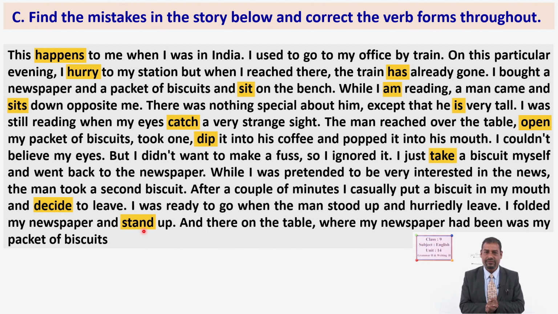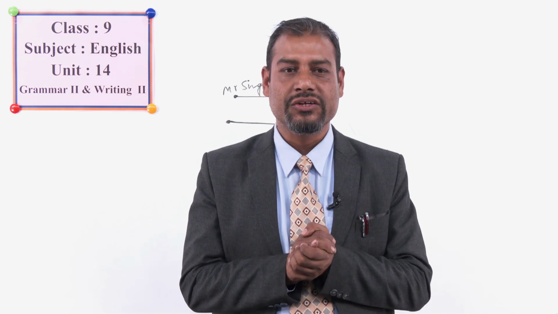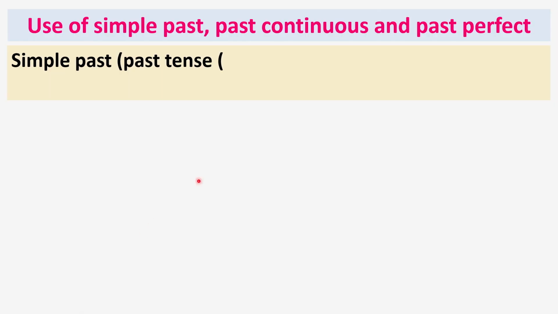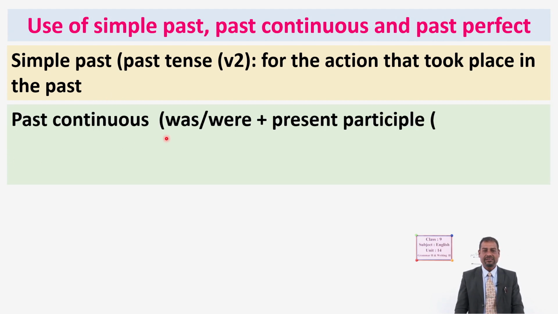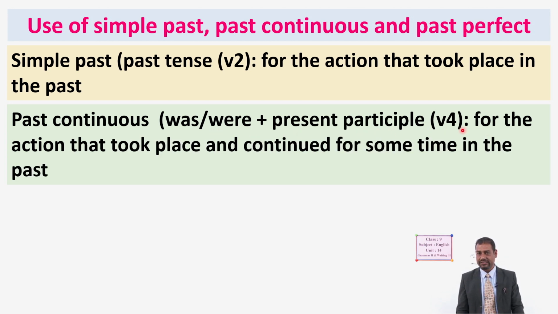Is it clear to you? Good job. If so, now you have to understand the use of simple past, past continuous, and past perfect. See, simple past tense, there should be past form of the verb, or you can say verb 2. So we use this simple past for the action that took place in the past in general. Okay. Next we have past continuous, was or were plus present participle. In local term we say verb 4.